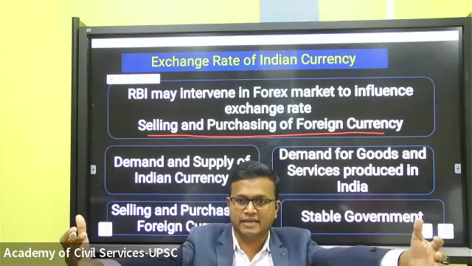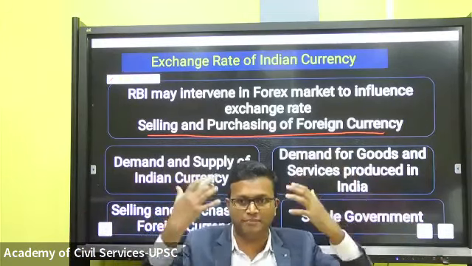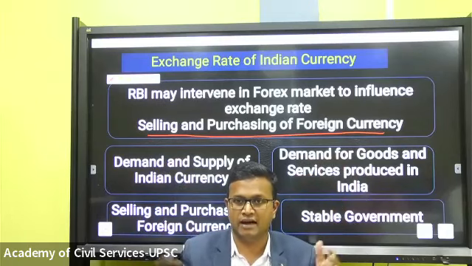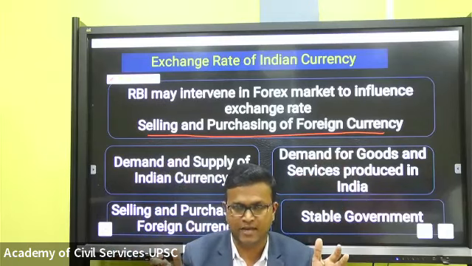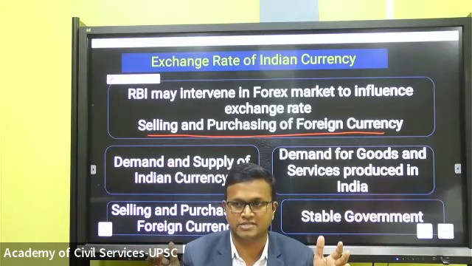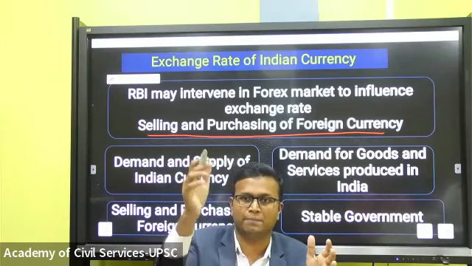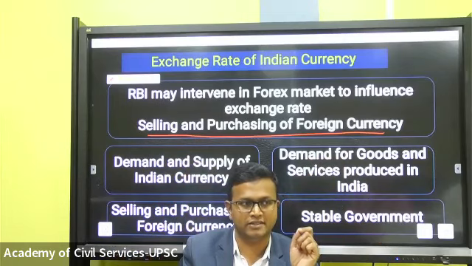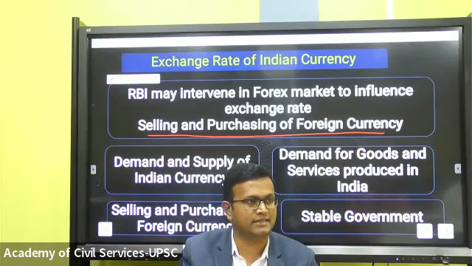That means the Indian currency will be withdrawn from the market. When Indian currency is withdrawn from the market, the availability of currency reduces. When availability of currency reduces, the demand for Indian currency will be high and the currency's value appreciates. Then when RBI wants to increase the value of Indian currency, RBI will sell foreign currency in the market.